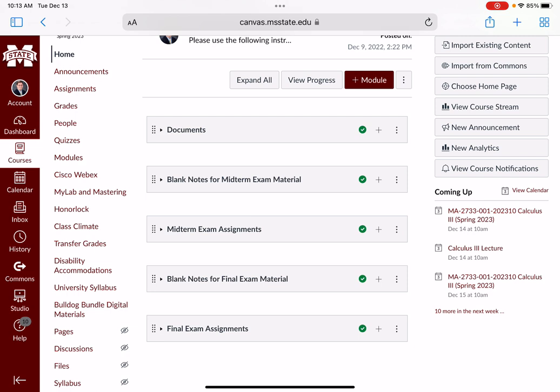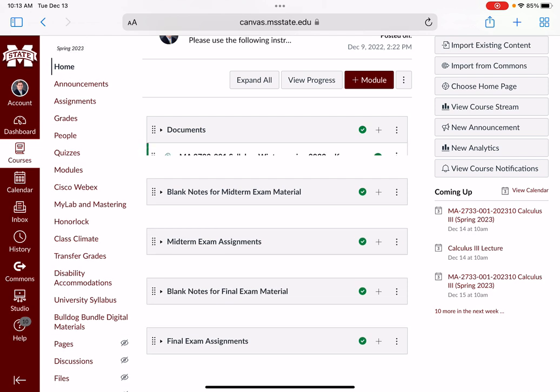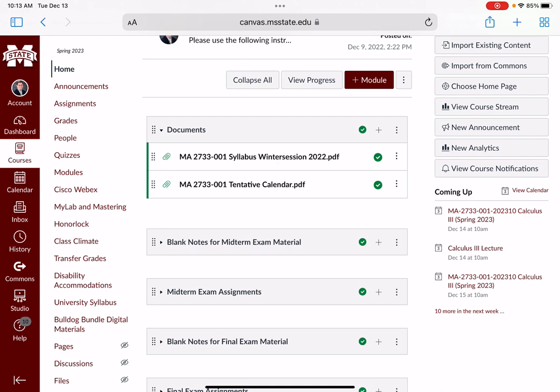Your exams will be in here. I haven't uploaded them yet, so you won't see any exams currently, but that's where the exams will be, and we'll talk more about that closer to that time. The syllabus and the calendar that I mentioned are right here, so you're good to find those there.